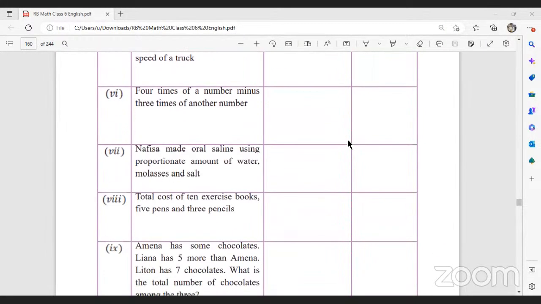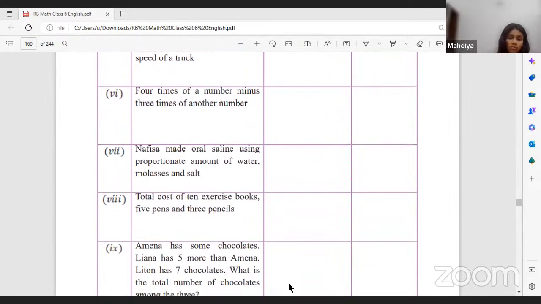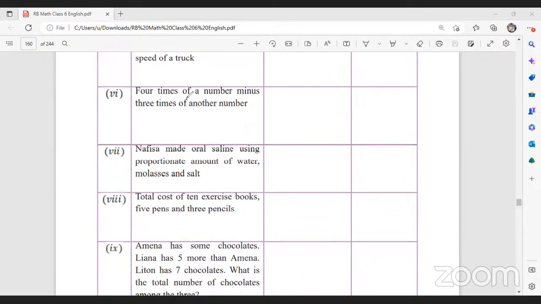Write in your book with a pencil: 4 times of a number minus 3 times of a number. We assume, let the numbers be x and y. We're asked to find out the difference. Those who make the mistake of writing just minus should say difference. Four times of a number.